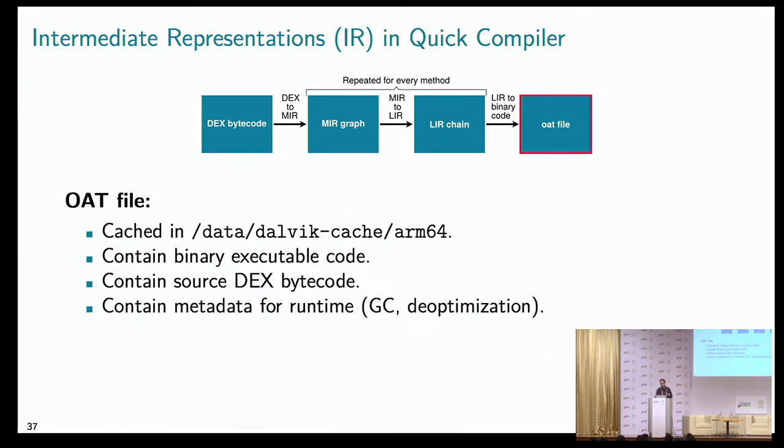The final representation is the actual output code, which is the OAT file. These OAT files are cached in this directory, as we saw before. And as we discussed before, they contain three things: the input Dalvik bytecode, the executable code, and the metadata.